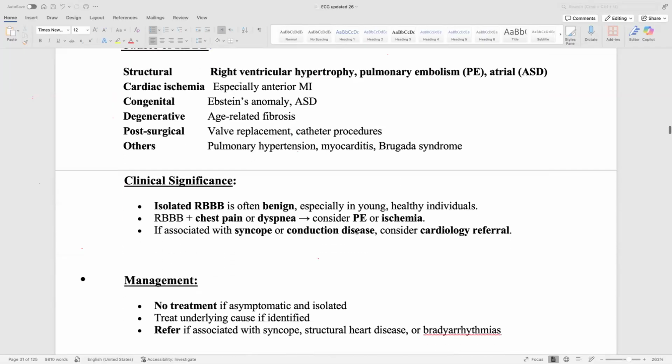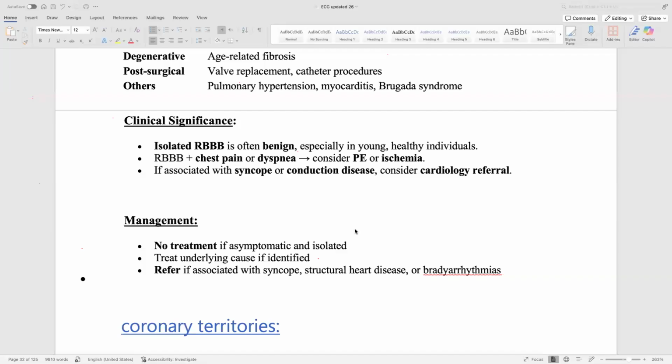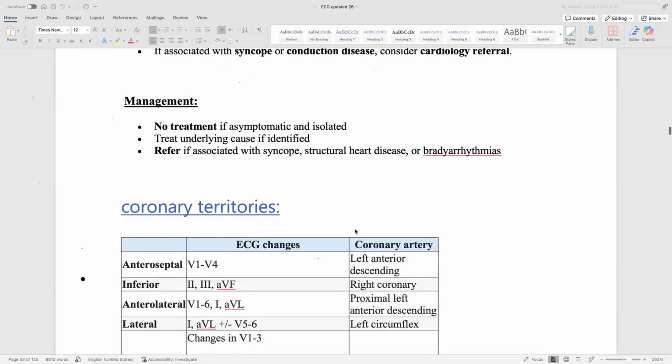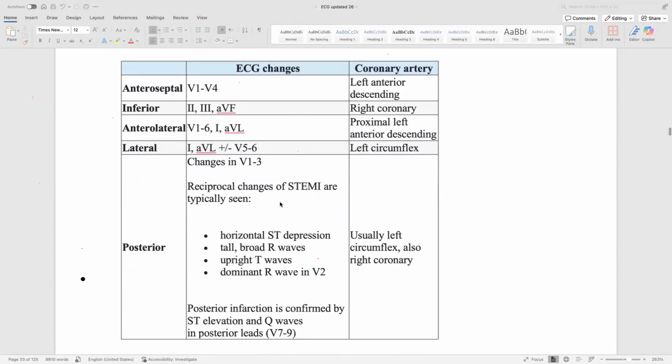Any question? If it is asymptomatic, no need for treatment. If there is syncope, yes, we will refer, even if it is a right bundle branch block. These are the territories: V1, 2, 3, 4 are all anterior septum. V2 and 3 is septum, which is rare alone. And the remaining is lateral.